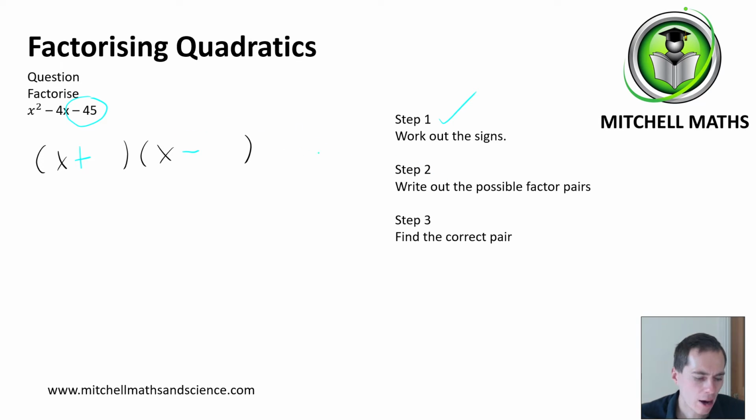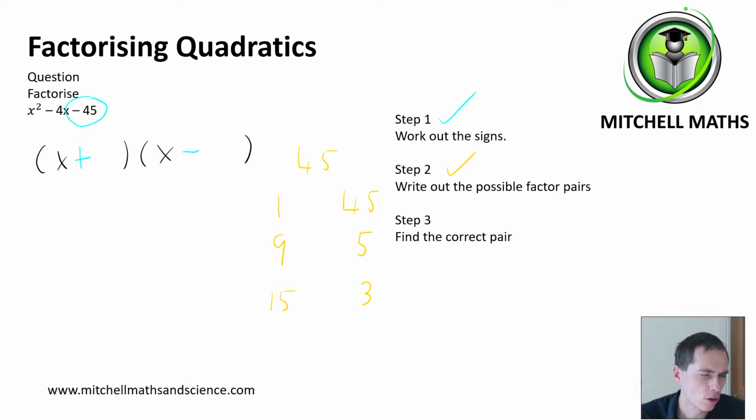Step 2 is to work out the possible pairs of factors which can make 45. So I can have 1 and 45. I can have 9 and 5. And I can have 15 and 3. That's step 2.